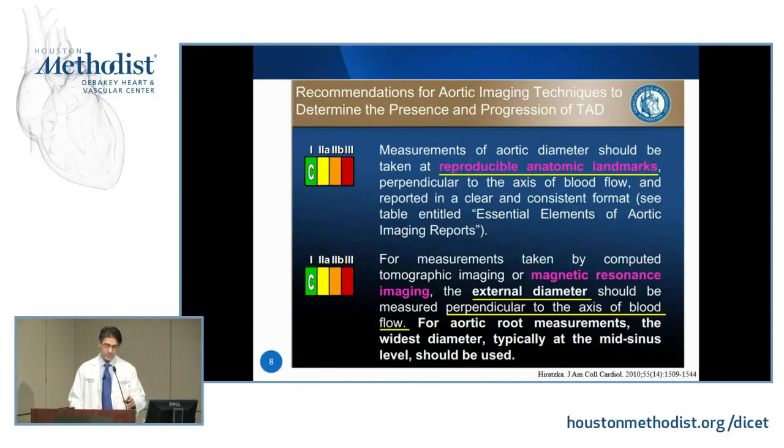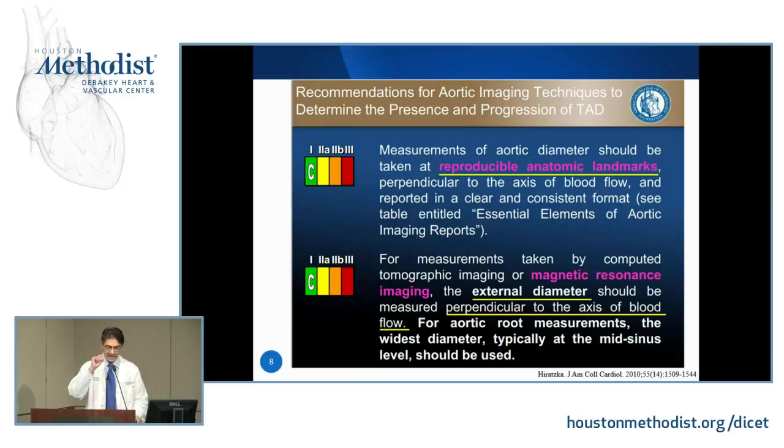Now, when it comes to recommendations on how you should do vascular imaging, it's very important that whenever we report measurements in our reports, we do them at reproducible anatomical landmarks. Those are the same landmarks I mentioned when I described the normal aorta. Next, it's also very clear how, with these two techniques, you should make measurements.